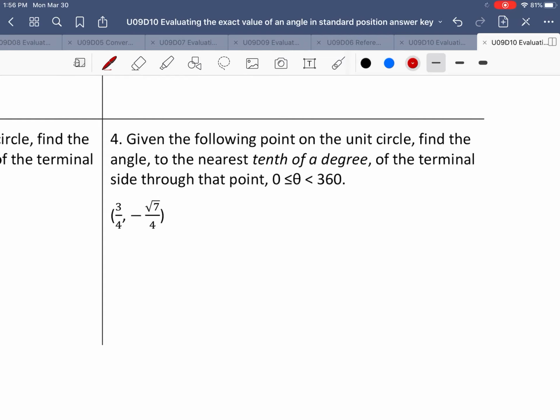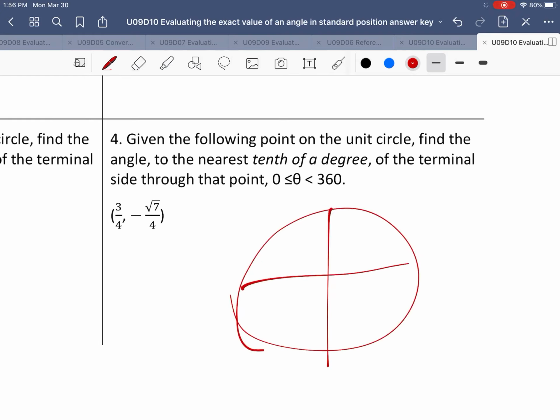All right, so now let's go over problem number 4, which was at the request of a student. Given the following point on the unit circle, find the angle to the nearest tenth of a degree of the terminal side through the point. So we have a unit circle, the point is at 3/4, negative radical 7 over 4, so that is somewhere over here, just based on the signs of the numbers.